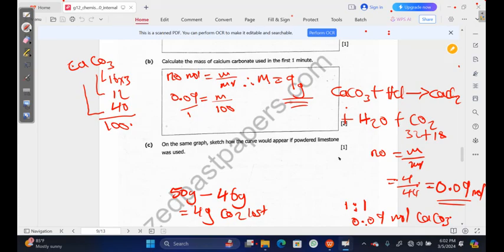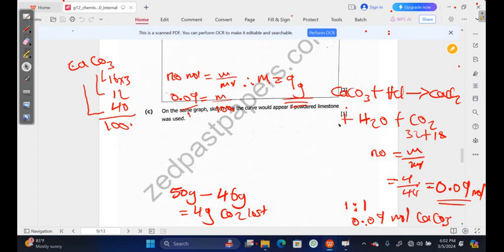Then question C says, on the same graph, sketch how the curve would appear if powdered limestone was used. Sketch how the curve will appear if powdered limestone would be used instead of solid one, because it is a chalk in short. Limestone is also called chalk. So state how the graph will appear if a powdered one is used instead of its pure form, which is a chalk.